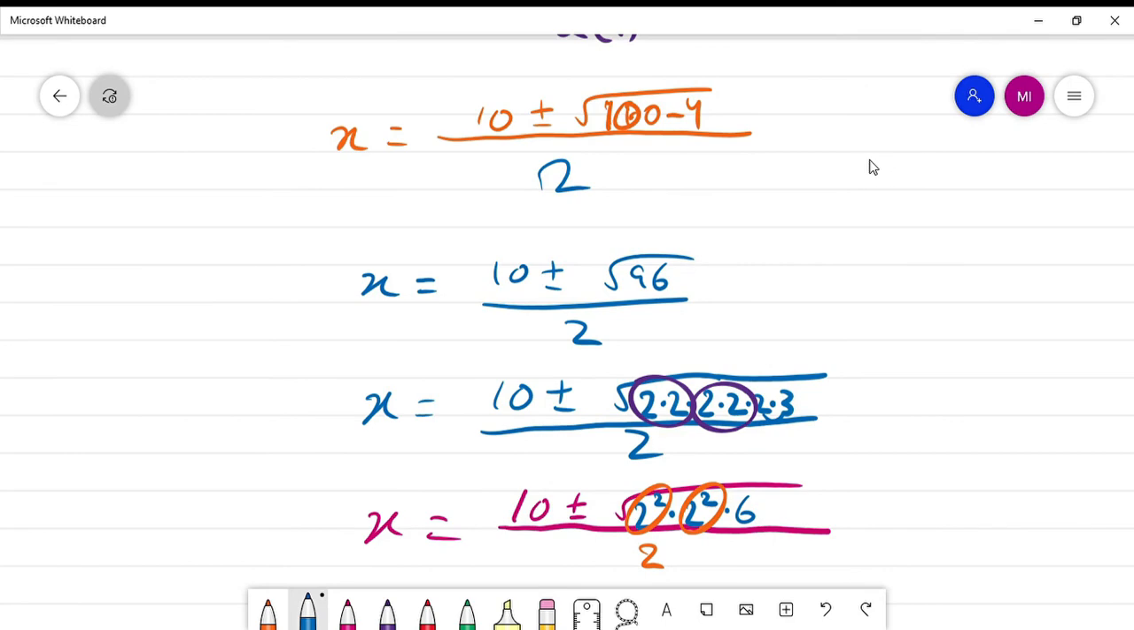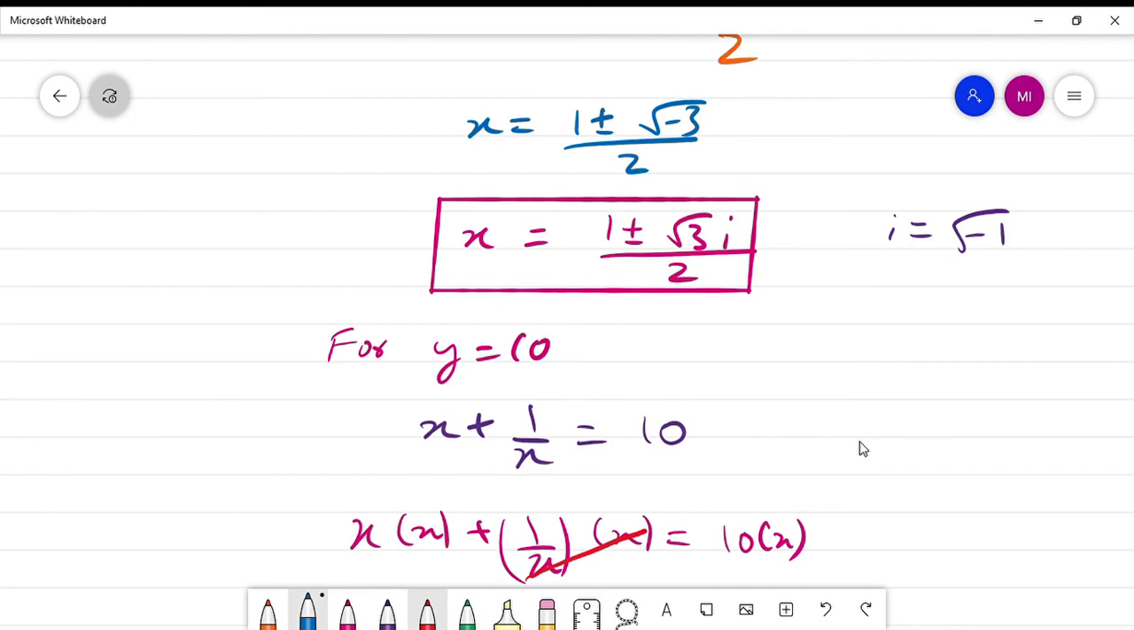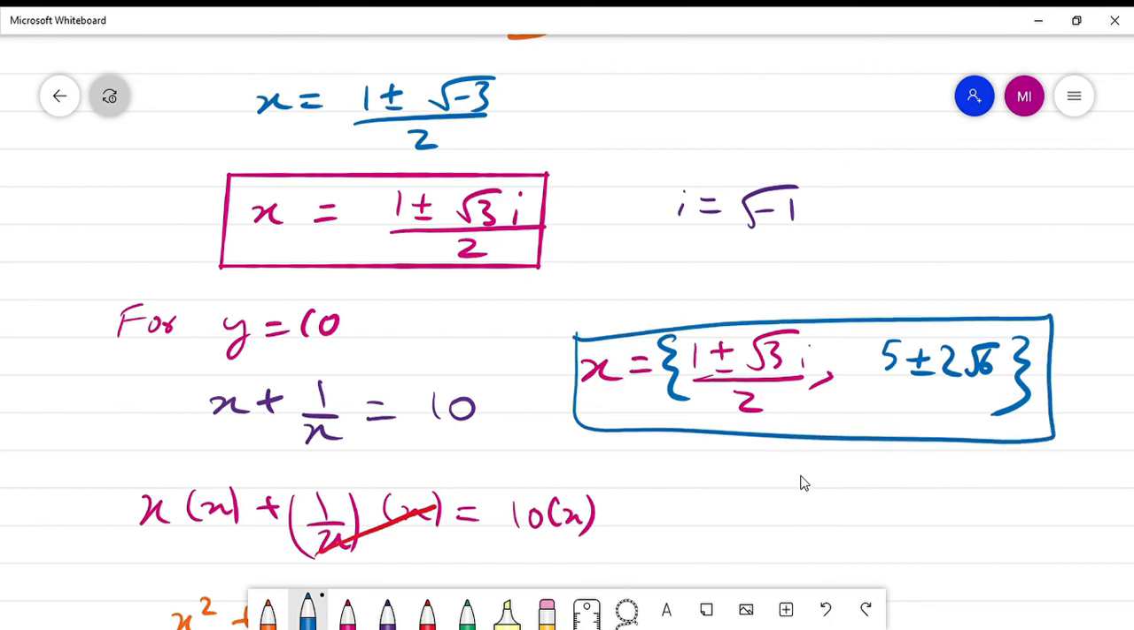So the values of x are x is equal to 1 plus minus 3 under root 3 iota divided by 2, and x is equal to 5 plus minus 2 under root of 6. Solution set, solution set. There you go.